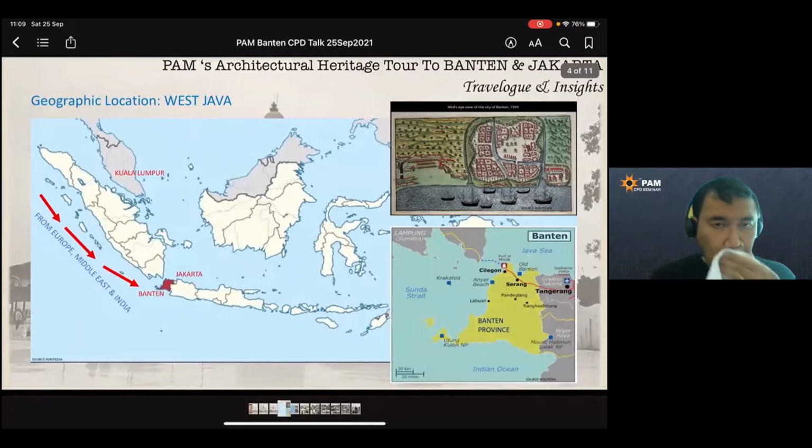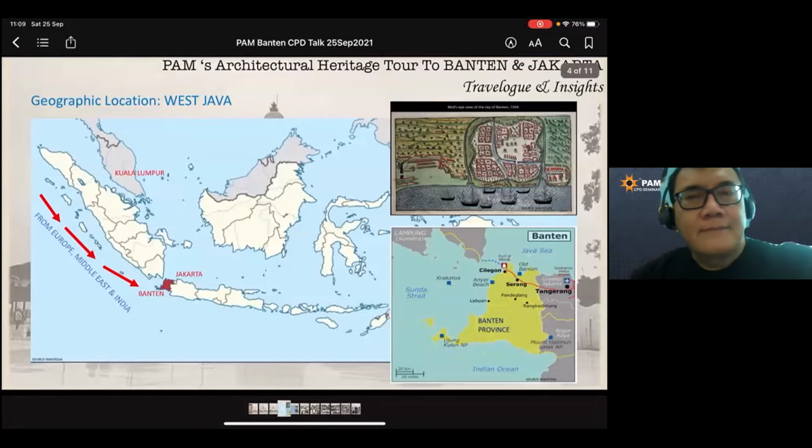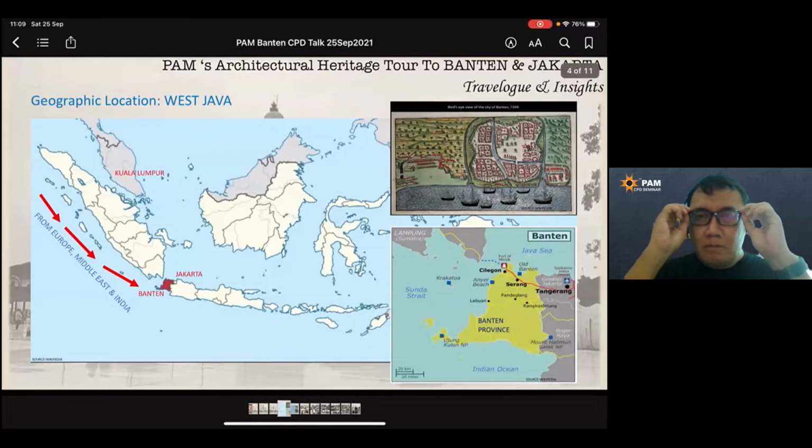Okay, if you can see the slide here, on your right, there's Banten Province. It is a province, and the capital of that province is Serang. We call it Serang, just right on top of it. Tangerang is in Jakarta. Serang is the capital of Banten Province. It's almost similar to a state. In Malaysia, it's a state. So Banten Province is on the westernmost part of Java Island.